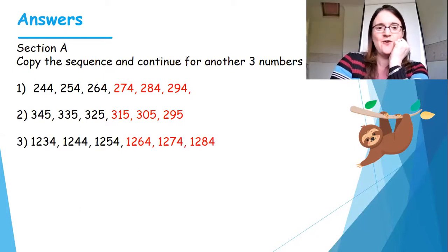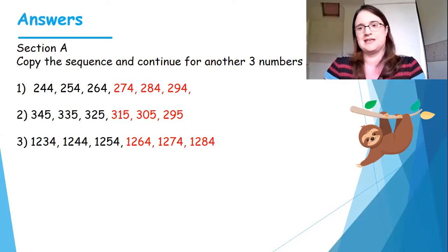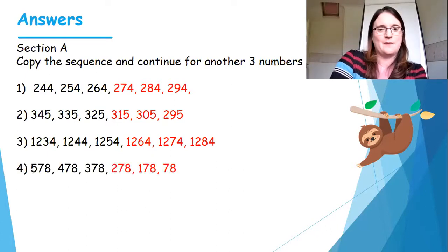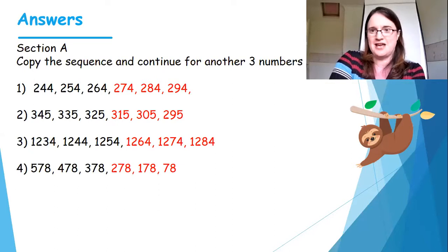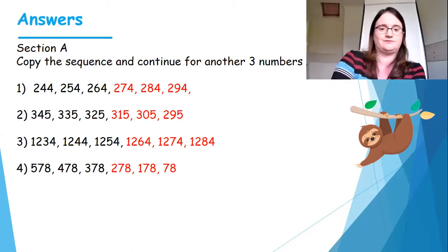1,234, 1,244 to 1,254. So it's the tens digit that's changing. So we're adding on 10 each time. And that was a nice straightforward one because again, it didn't go through a barrier, did it? So we were okay there. Right, here we go. Number 4. 578, 478, 378, 178, 78. That one was okay. We were going down in hundreds.